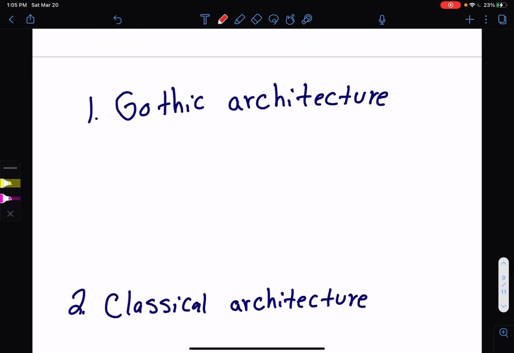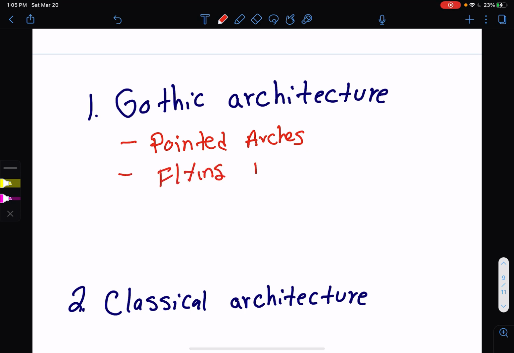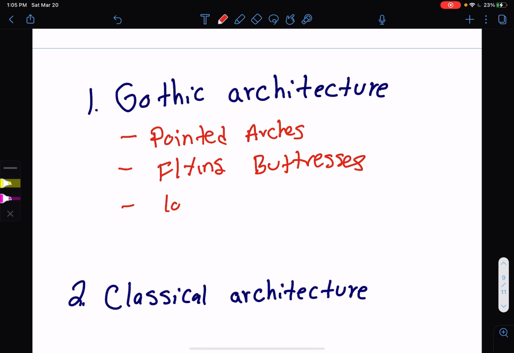Okay, so Gothic architecture. Let's go over some examples, some details. Gothic architecture has pointed arches. Some of them have flying buttresses. I think that's how it's spelled. I'm not sure. Flying buttresses. A lot of stained glass. Really skinny and tall.